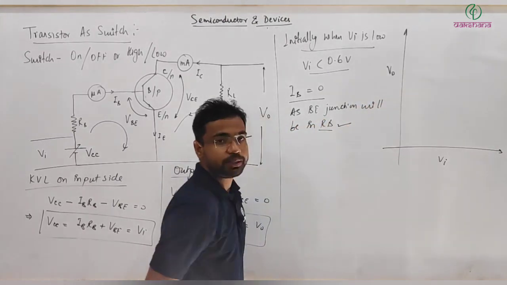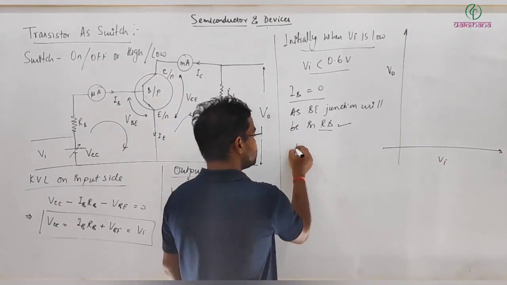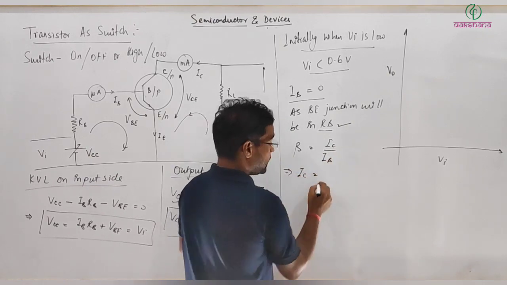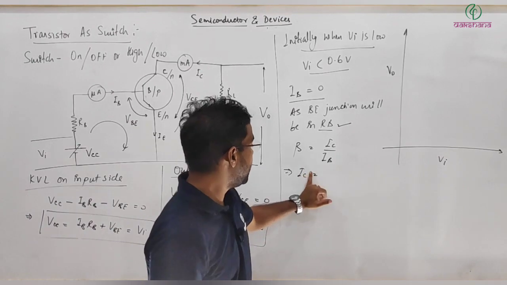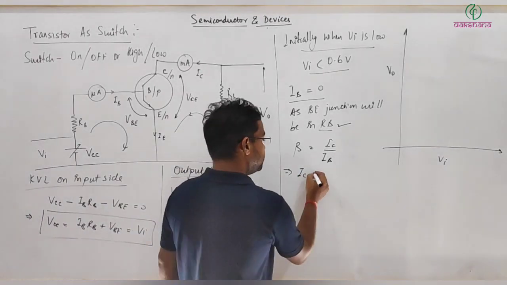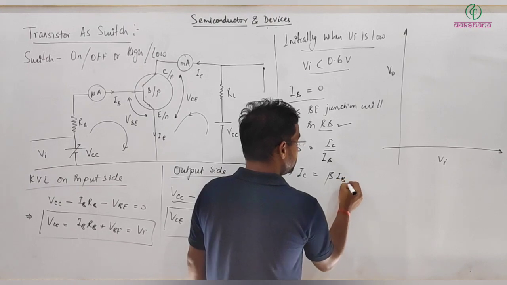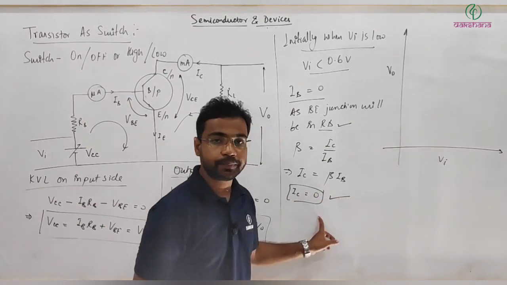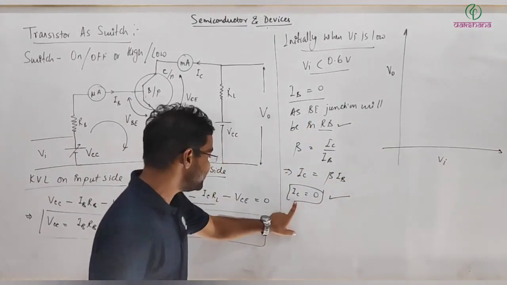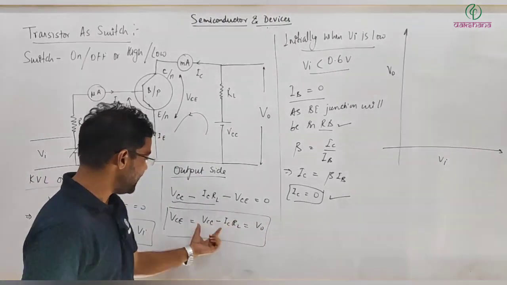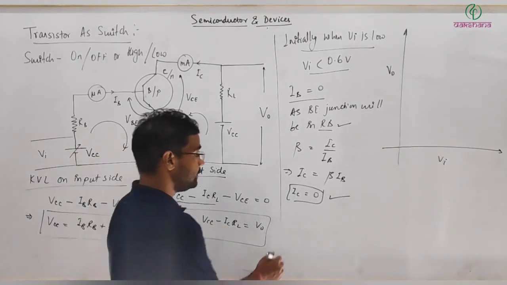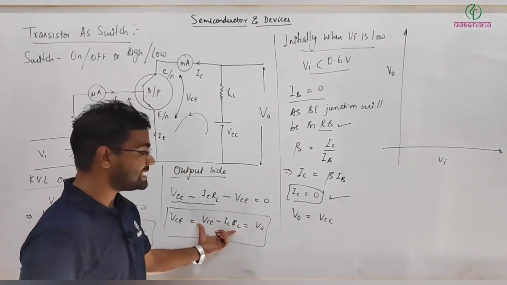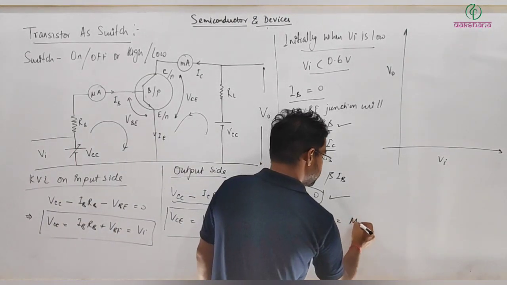Remember that. If IB is 0, we know that beta is equal to IC by IB. This implies IC, I told you already, in a transistor the output current is controlled by the input current. This will be beta times IB. So if IB is 0, then IC is also 0. Clear? When Vi is very low. If IC is 0, what is the output we are getting? V output is VCC, and you can see this is the maximum output voltage.